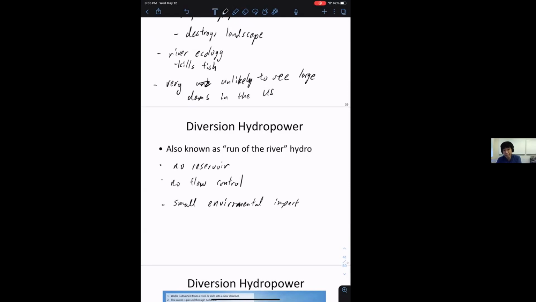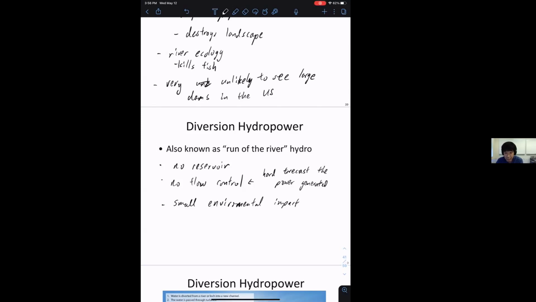So you'll see some effort nowadays to build diversion hydropower. But the most difficult thing for this kind of power plant is that you don't have any flow control, so it's very hard to forecast. You don't really know the volume or the flow rate of a river, and it's not easy to forecast this. So that's a challenge. But this is the hydropower plant we're building nowadays.